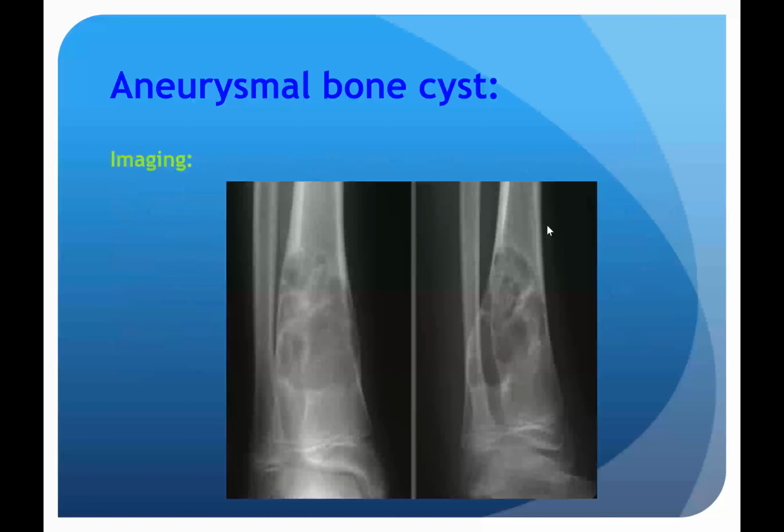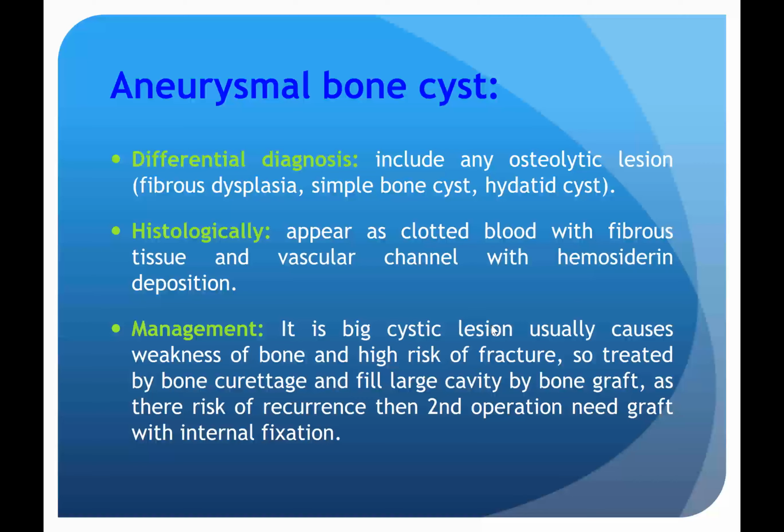In X-ray, we see an osteolytic lesion, which is eccentric, with destruction of the capsule and ballooning and expansion of the cyst. CT scan will be diagnostic. The differential diagnosis of osteolytic lesions like aneurysmal bone cyst includes simple bone cyst, hydatid cyst, and fibrous lesions. Any cyst in the bone can be put in the differential diagnosis of aneurysmal bone cyst.